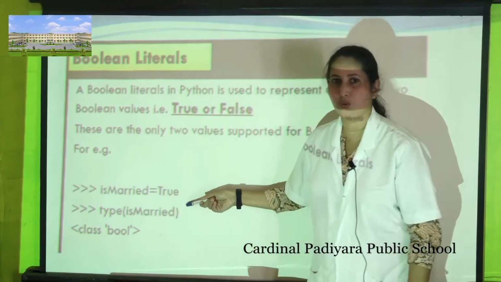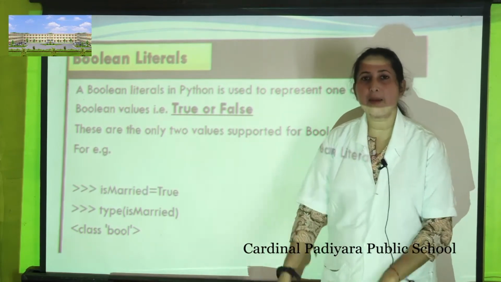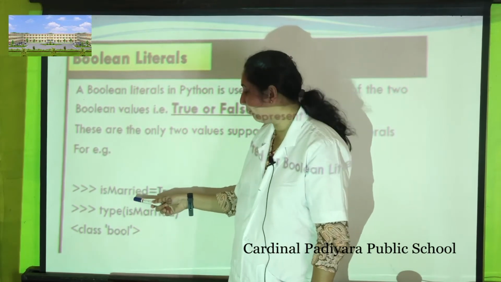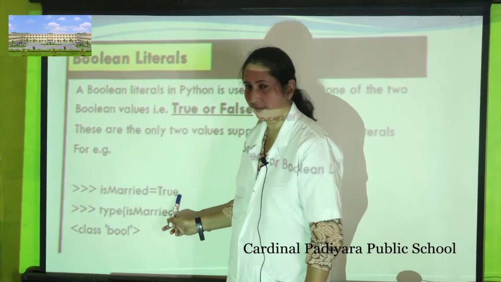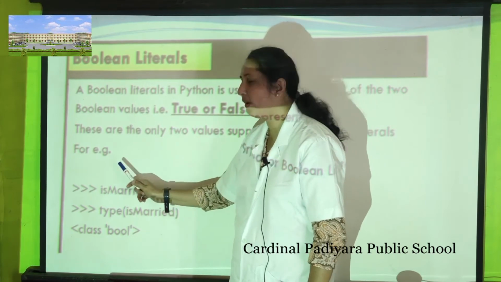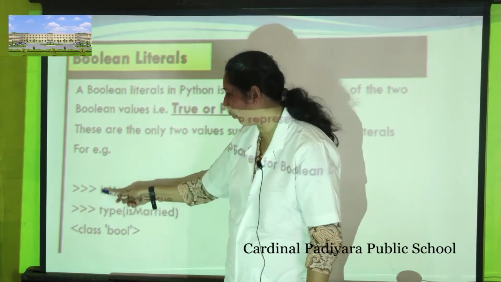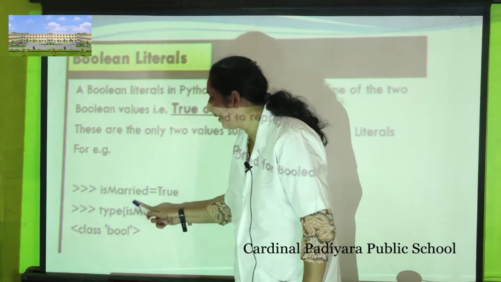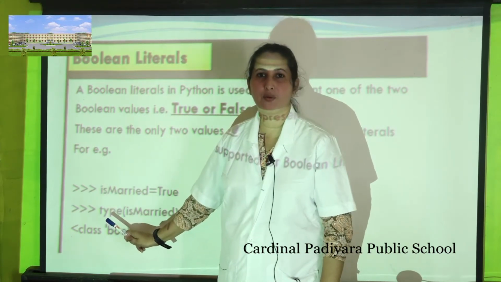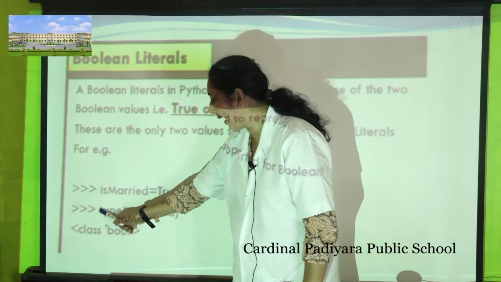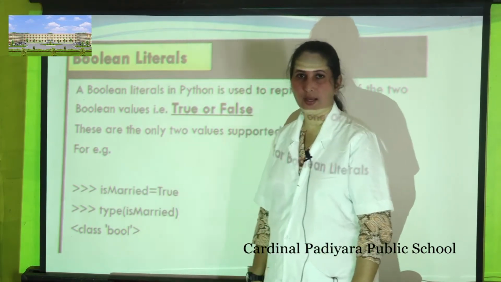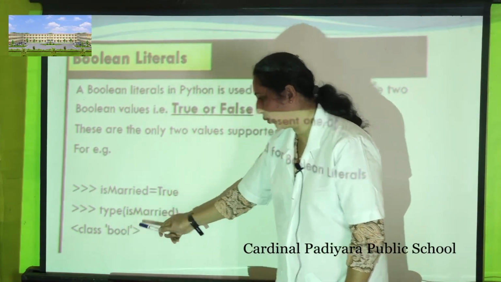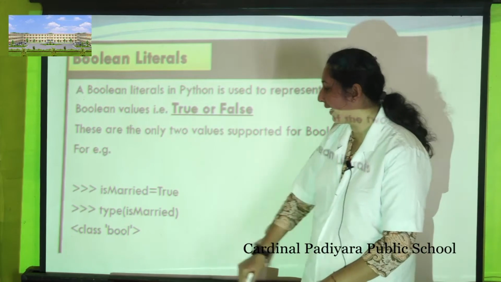Is married equal to true. You have to find the type of this variable. Is married is the variable name that we assign, and it is true. That means it's a Boolean value. So we have to find the data type of this variable. We use type of is married, and you get the output as bool. You get the output in the format of Boolean values.